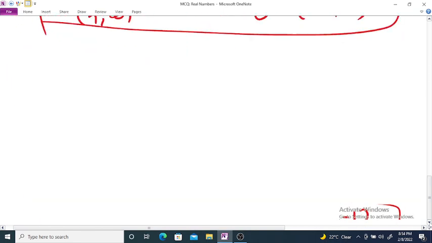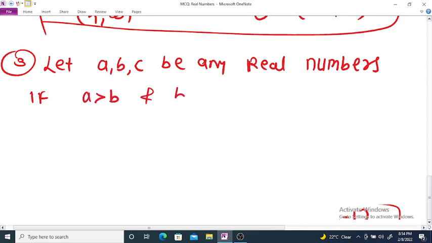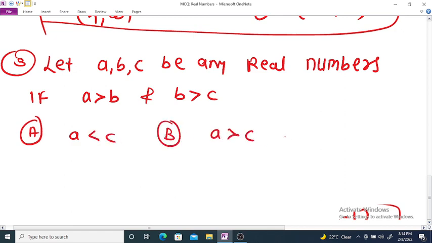Next, example number 3. Let a, b, c be any real numbers, and if a greater than b and b greater than c, then the options are: A, a less than c; B, a greater than c; C, a is equal to c; or D, none.